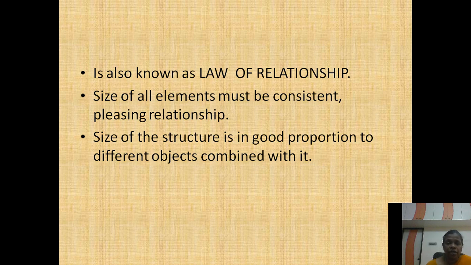So whatever you are combining, in a hall you may have a sofa set, a teapot, a flower vase, or a TV, etc. Those must be combined in good proportion to the different objects combined with it. First, the size of the element must be consistent. Whatever you are arranging must be consistent and must have a pleasing relationship. Then the other things you are combining with different objects must also be suitable and have good proportion. That is called the law of relationship, or proportion.